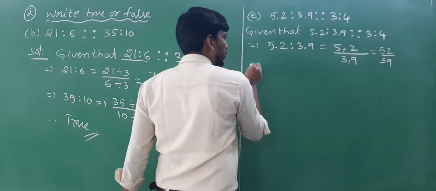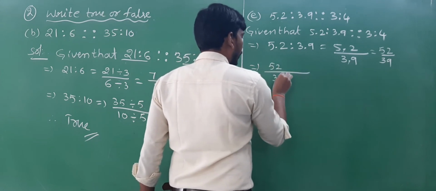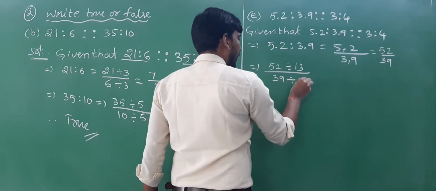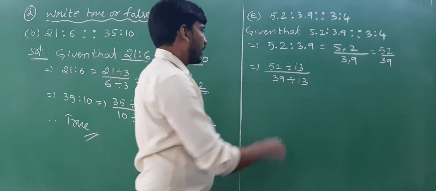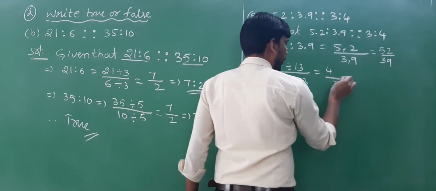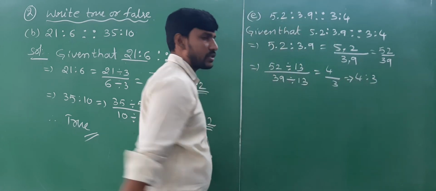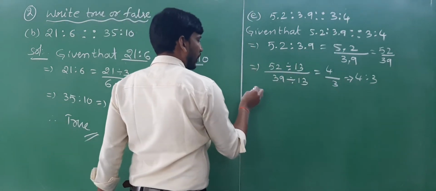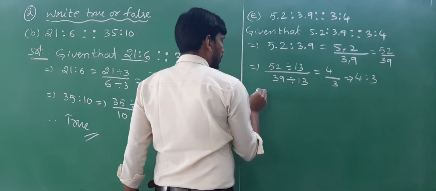So now, 52 divided by 39. Can you divide with the 13 table? Because 39 is a multiple of 13 and 52 is also a multiple of 13. 13 4s are 52, 13 3s are 39, which is equal to 4 is to 3. So the first ratio is 4 is to 3 and the next one is nothing but 3 is to 4. The next one is given directly in simplest form. Second ratio is 3 is to 4.